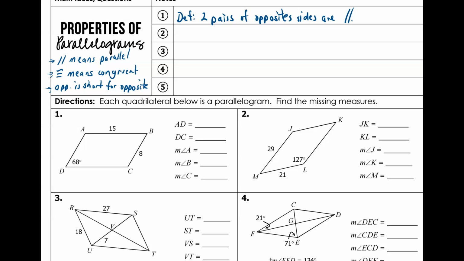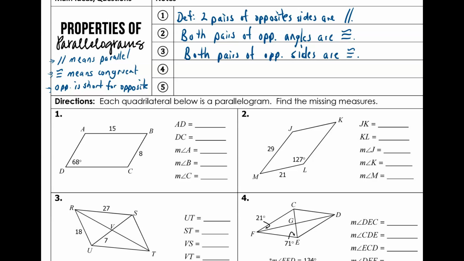Number 2, both pairs of opposite angles are congruent. Number 3, both pairs of opposite sides are congruent. Number 4, diagonals bisect each other. And then the last one is that consecutive angles are supplementary.